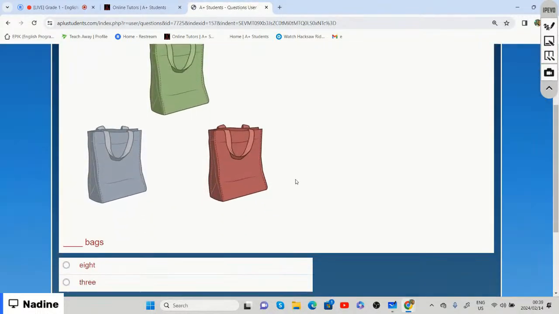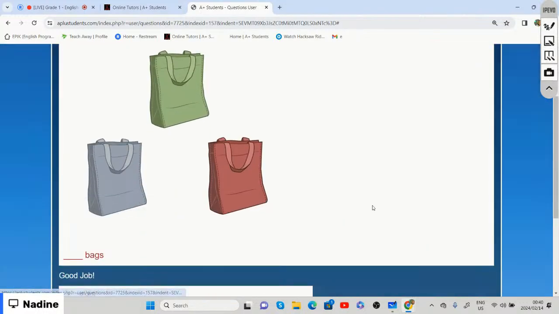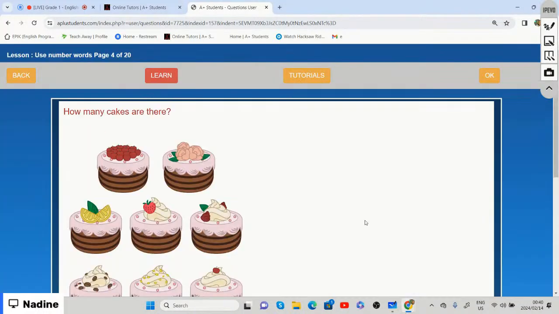We need to say how many bags there are. And if we count the bags, 1, 2, 3. So how many bags are there? Are there 8 bags or are there 3 bags? Which means that everybody's going to choose 3 bags. And 3 is great.